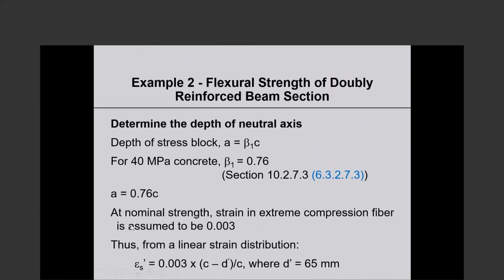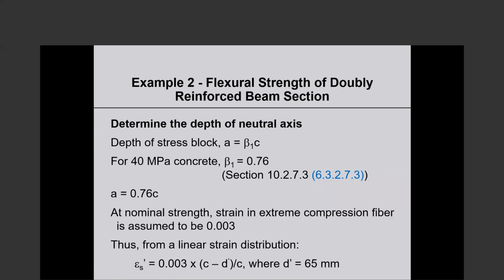Okay. So at nominal strength, strain in the extreme compression fiber is 0.003. Thus, for a linear strain distribution, epsilon sub s prime, that is the strain in the compression steel, is 0.003, the extreme compression fiber strain, multiplied by (c minus d prime) over c. This is because of straight line strain distribution. I don't want to go back to the figure again, but this is pretty straightforward. And that gives us a d prime of 65 millimeters.